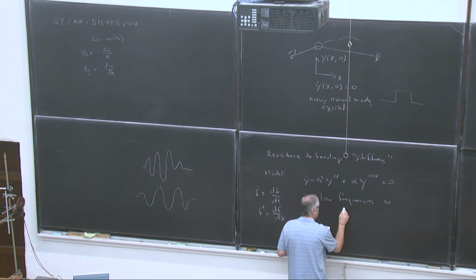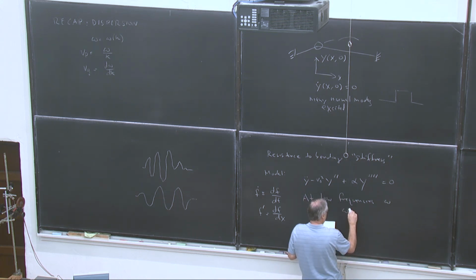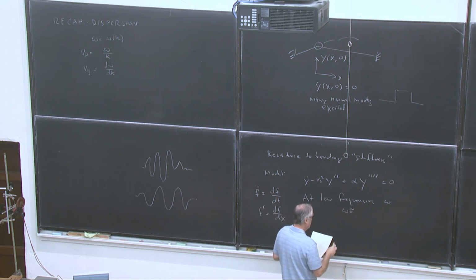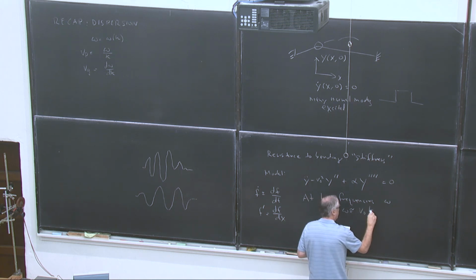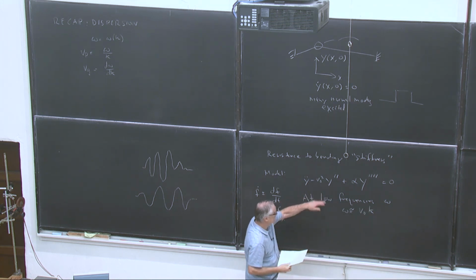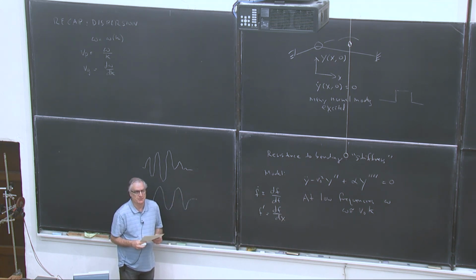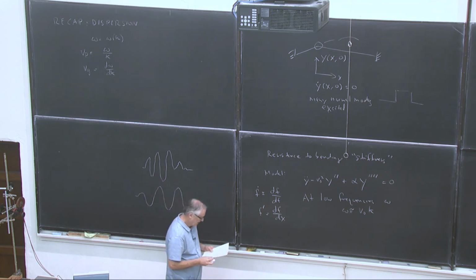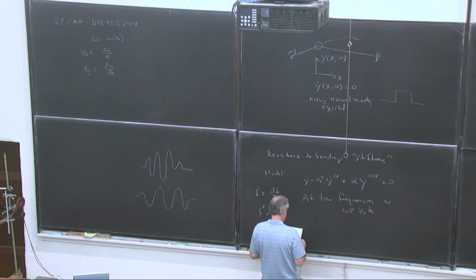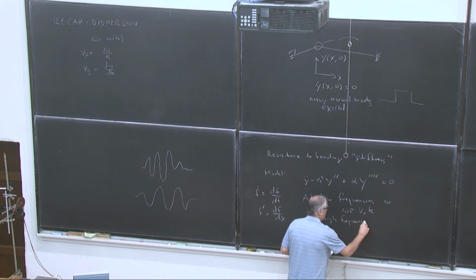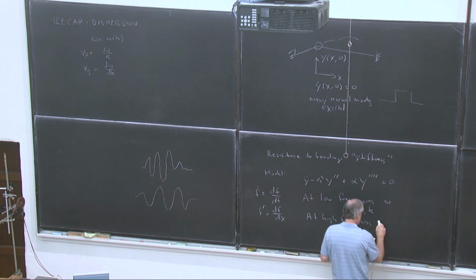At low frequencies, I'll just get these two terms as the dominant terms. So omega naught is just v naught times k. So that's the expected low frequency behavior. But at high frequencies, the stiffness term becomes important.